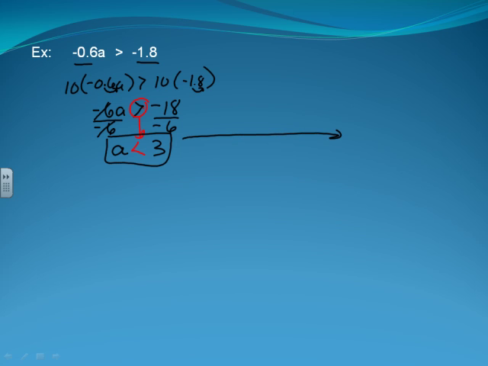Graph the solution. We want values of a that are less than 3. That would be to the left of 3, but it is less than, not less than or equal to, open dot symbol at 3.